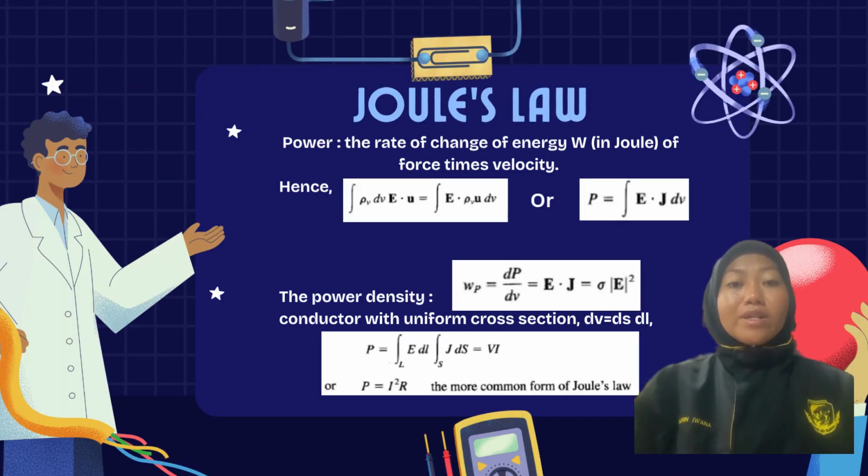Joule's law. Power is the rate of change of energy W in joules, force times velocity. The integral of rho V dV E dot u equals the integral of E dot rho V u dV, or P equals the integral of E dot J dV. The power density w P equals dP over dV, and E dot J equals sigma times modulus E squared. For a conductor with uniform cross section, dV equals dS dl. The most common form of Joule's law is P equals I squared R.